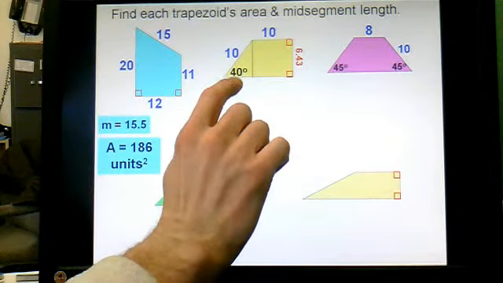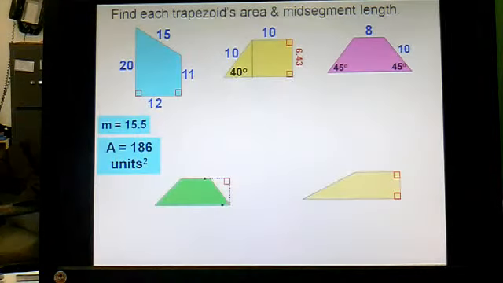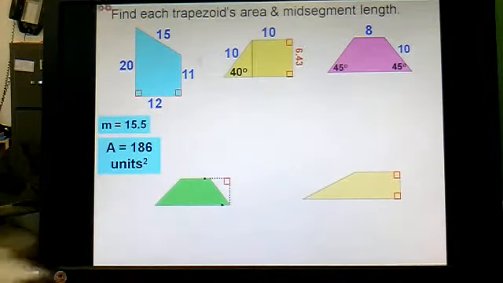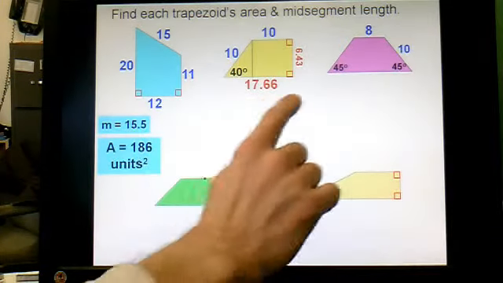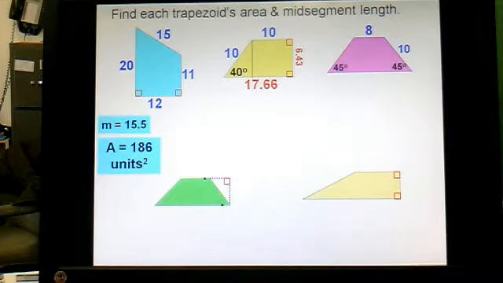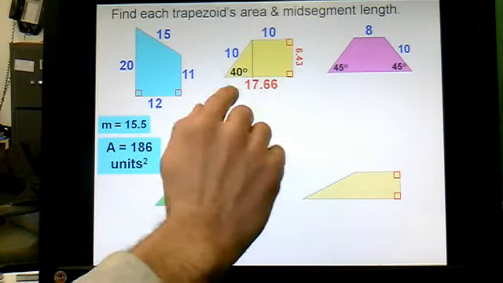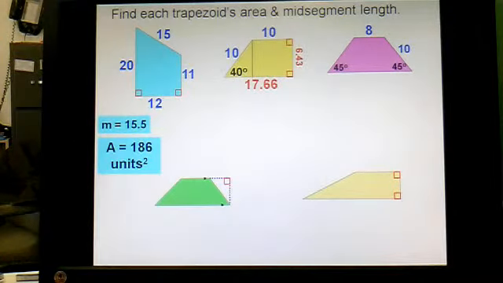You can find this length using a cosine ratio, or using the Pythagorean theorem now, I guess. And you should get like 7.6 for that, which means this entire thing is 17.66-something, because I've added the 7.66 to the 10 that would be here, the whole quantity 17.66.